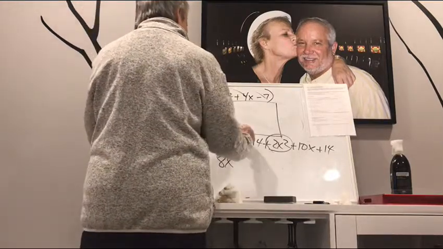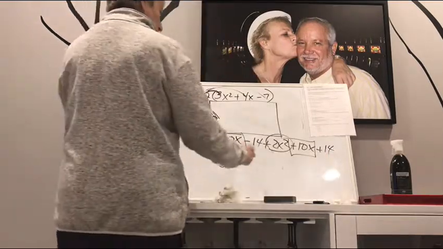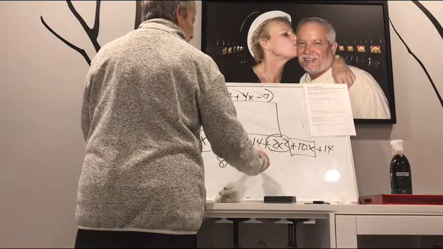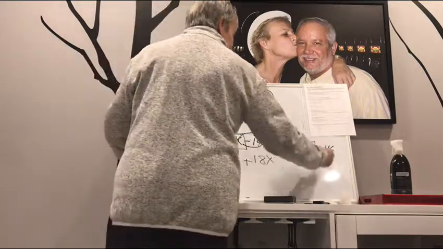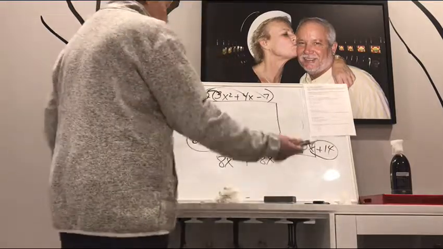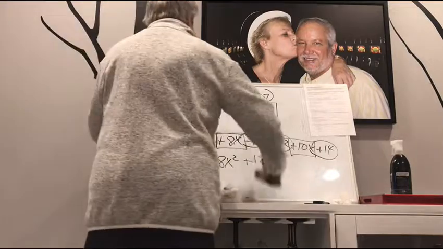Let's get the x's together. I'll put them in a box. It's good to make them different so you can tell what's what. That is positive 18x, and then negative 14 and positive 14 is 0. That's the final answer. That is the perimeter.